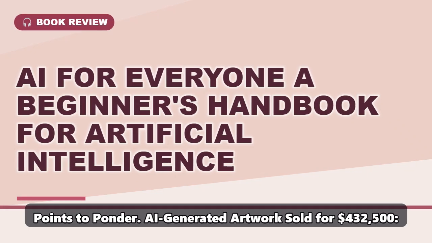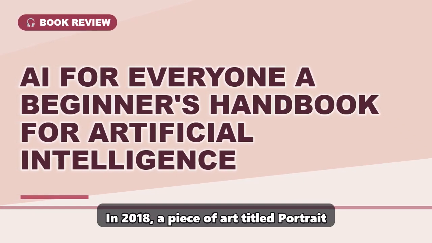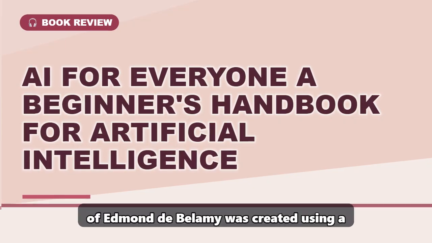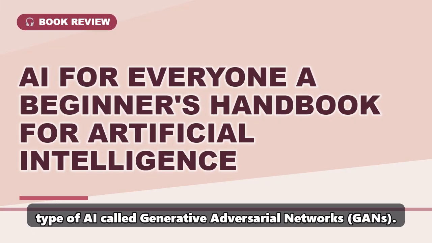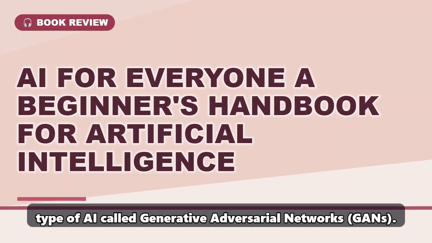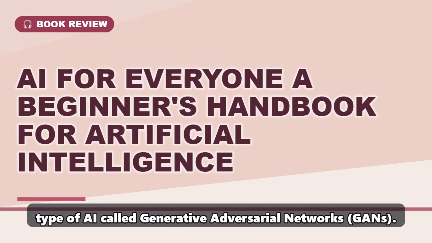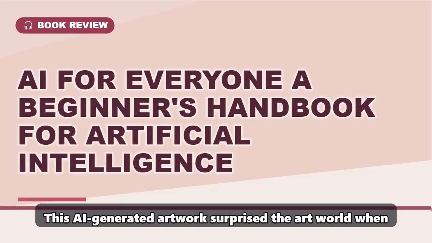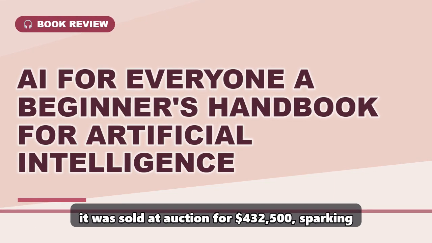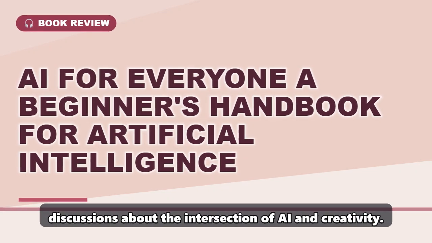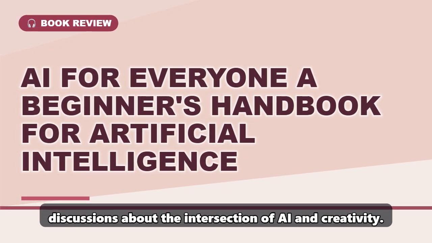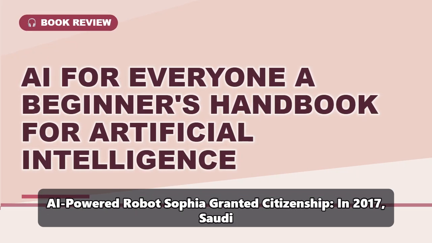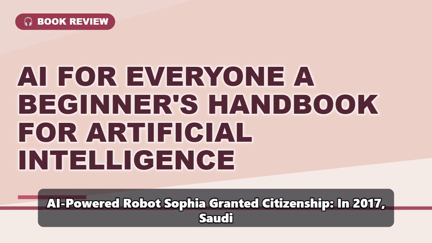AI-generated artwork sold for $432,500. In 2018, a piece of art titled Portrait of Edmond de Bellamy was created using a type of AI called Generative Adversarial Networks, GANs. This AI-generated artwork surprised the art world when it was sold at auction for $432,500, sparking discussions about the intersection of AI and creativity.